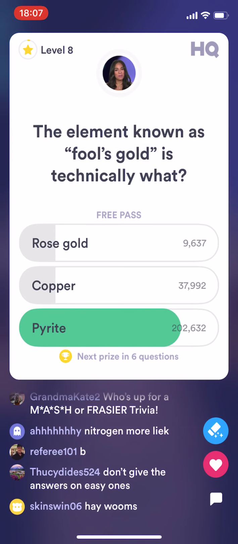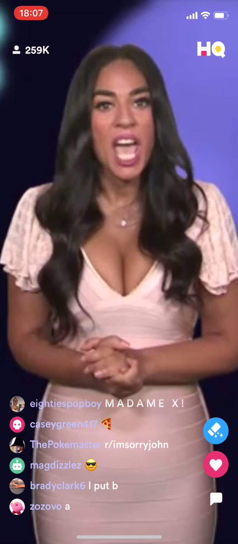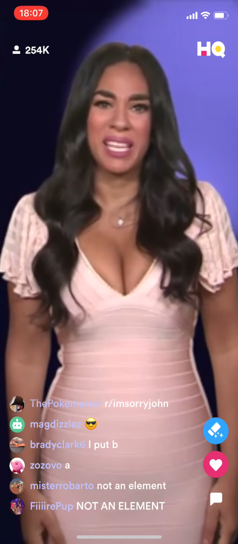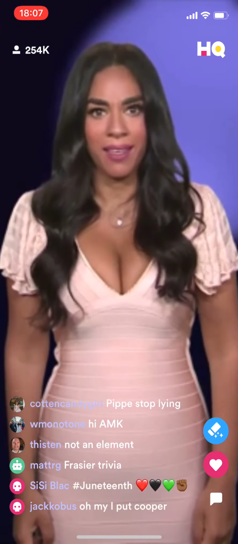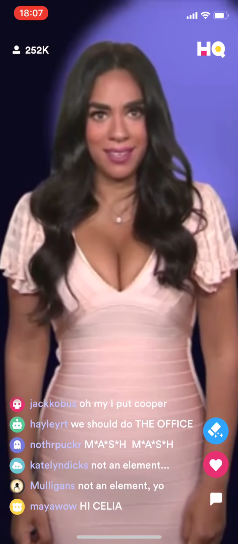Pyrite is an iron sulfide and the most common of these sulfide minerals. It's known as fool's gold because you'd have to be a complete idiot to think that's a real thing. Doesn't even really look like it.